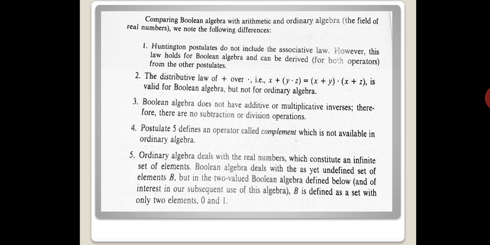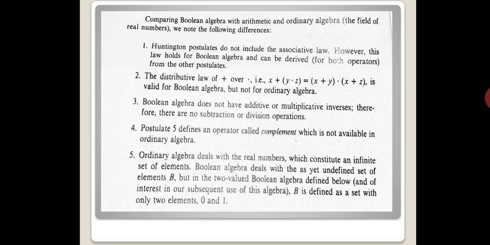The fourth one is postulate 5 defines the operator called complement. In the previous slide, you have seen that dash symbol, x to the power dash. On x you put a dash, so it is nothing but complement. It is not available in ordinary algebra. So the complement concept is available only in Boolean algebra. You cannot see that in ordinary algebra.